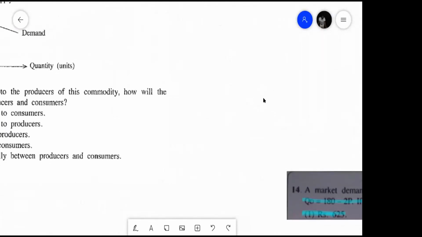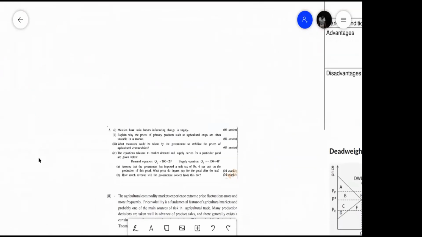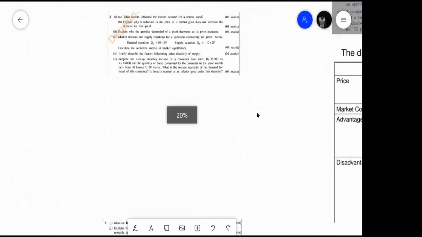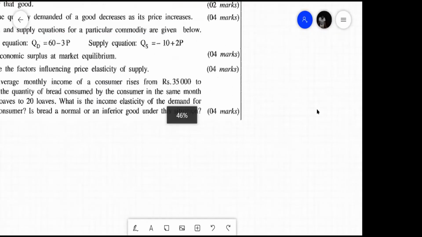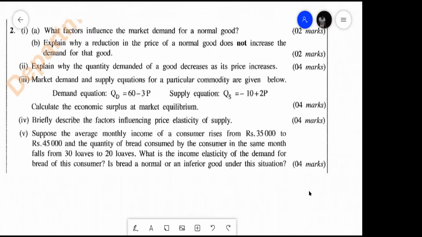Okay, this is the 2019 A levels, 1 year before. So there are 2 questions in this, so we'll go through the questions faster. Okay, what factors influence market demand for a normal good, guys? I'm not going to talk about that. Skipped. Explain why a reduction in the price of a normal good does not increase the demand for that good.